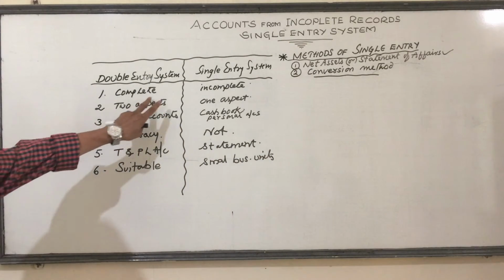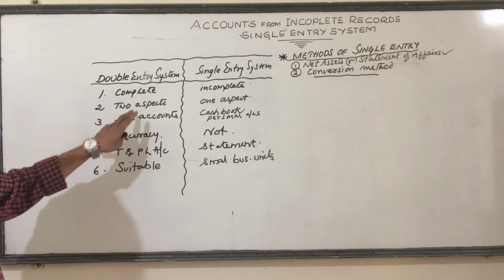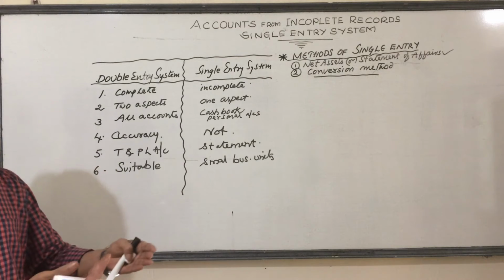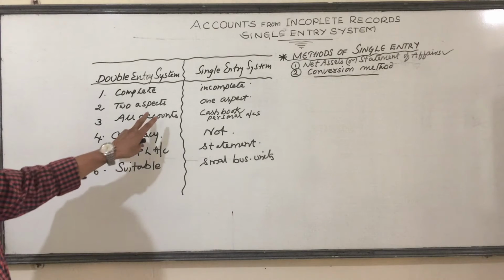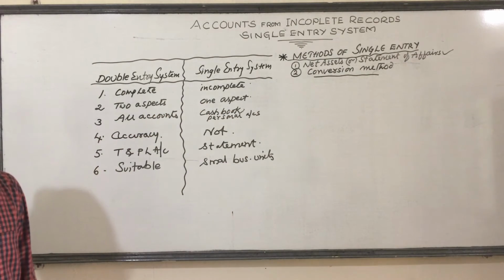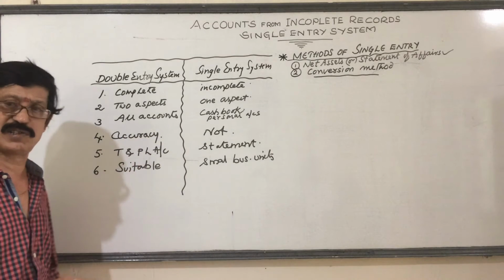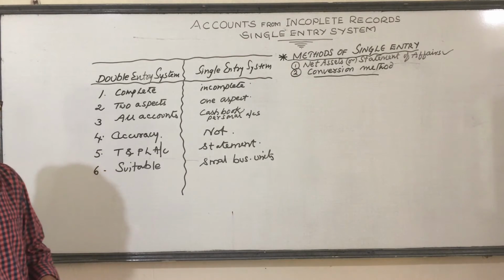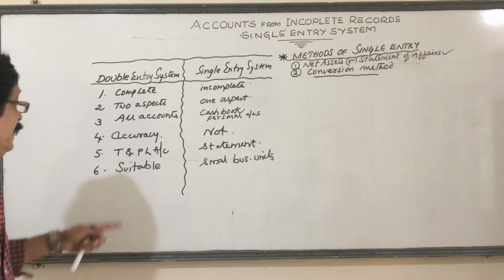Once again, it is a complete record of transactions, but that is an incomplete record of transactions. Here two aspects are taken into account, debit and credit, or coming and going, or receiving and giving. Both aspects are taken into account. Here only one aspect is taken generally, but sometimes maybe two. Here all accounts are maintained like personal, real and nominal accounts, but here we maintain only the cash book and important personal accounts.